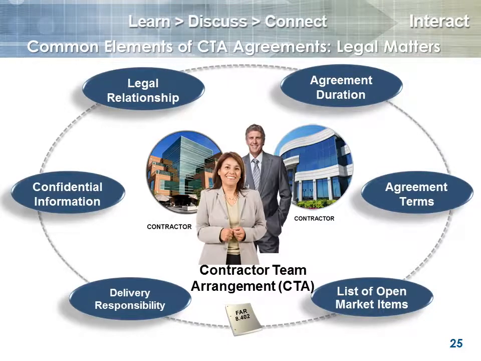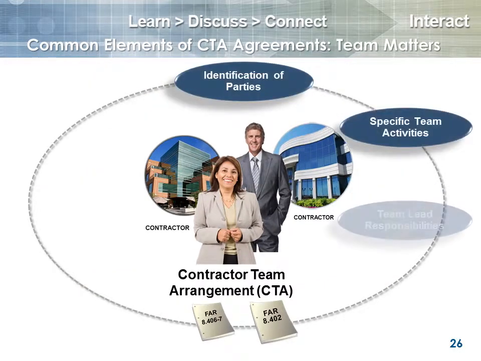And so when we talk about this legal relationship that's going to be between these team members, whether there's 2 team members or 3 team members or 4 team members, that each of them have their own schedule, remember, they're going to have to write their business relationship with each other, and submit it as a part of their team quote. Now, on this circle of things that could possibly be within the legal relationship, agreement duration, delivery responsibility, list of open market items, terms, and so forth, you can see that there's a number of things there. But gosh, they could apply, as could these.